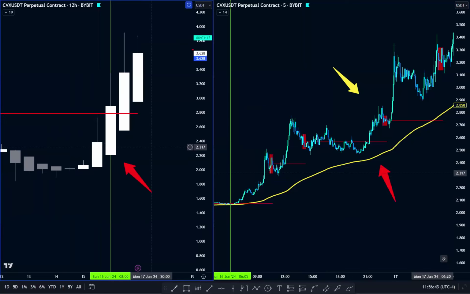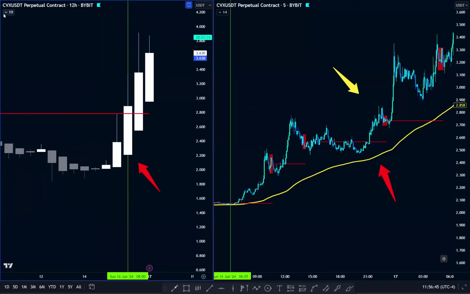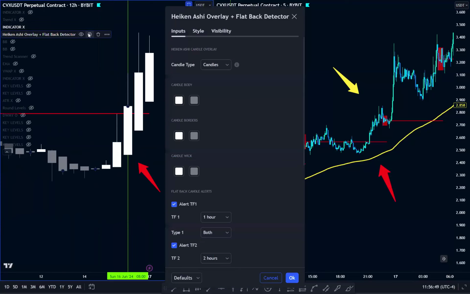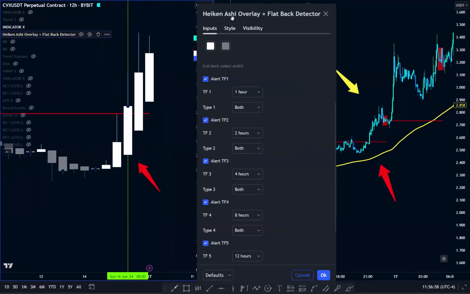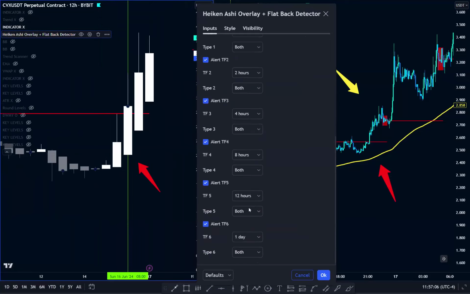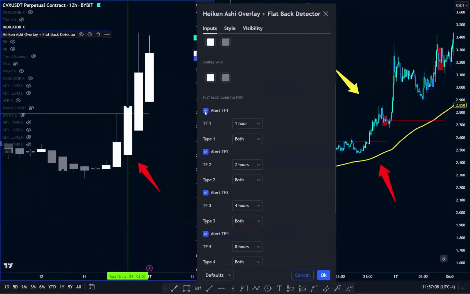And remember, guys, the Heiken Ashis over here, I don't know if you knew this, but if you click on the settings, you go to the Heiken Ashi settings over here, we've got what's called the flatback candle alerts. And you can actually set alerts. So it will alert you every time it notifies a flatback candle. And you can select what kind of time frames. It works on multiple time frames.